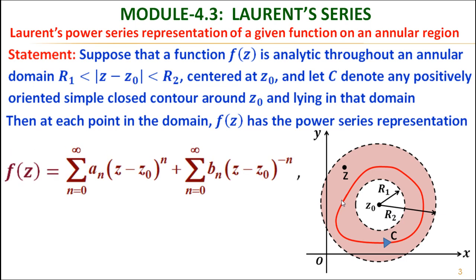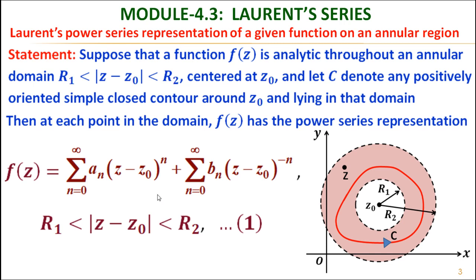That is, f of z is equal to summation of an times z minus z0 whole to the power of n, where the summation runs from 0 to infinity, plus summation of bn times z minus z0 whole to the power of minus n, where the summation runs from 1 to infinity. Students, observe here, we are expressing the power series representation in both positive and negative powers of z minus z0, which is defined over R1 less than mod of z minus z0 less than R2. Let it be equation 1.